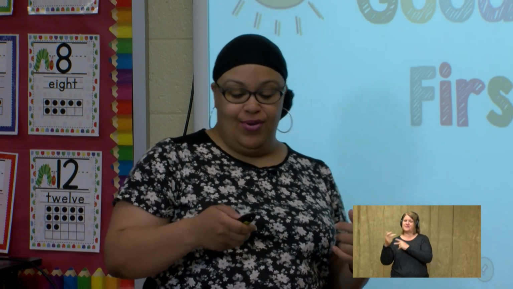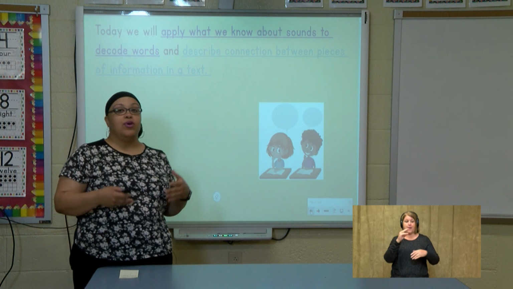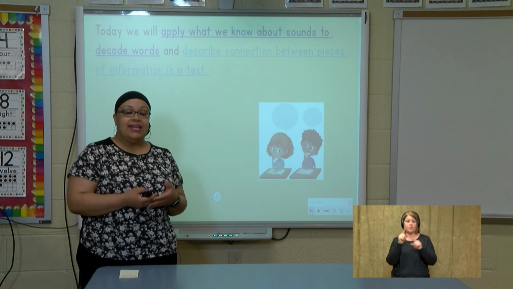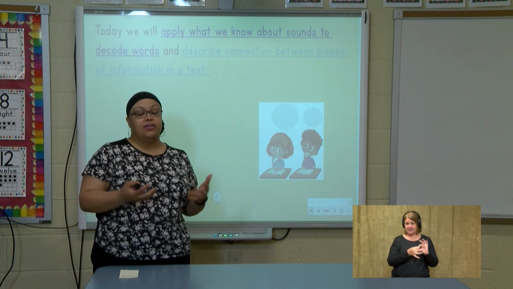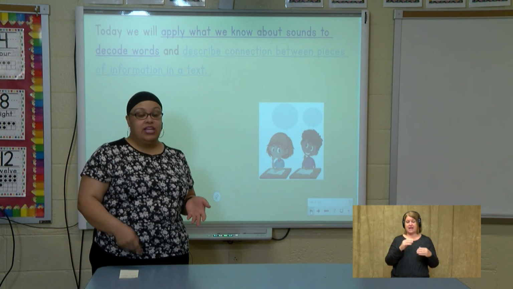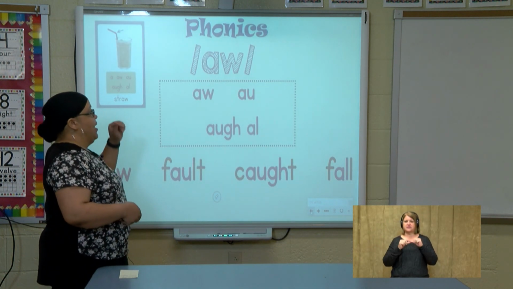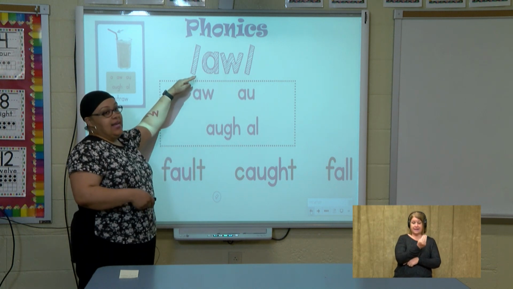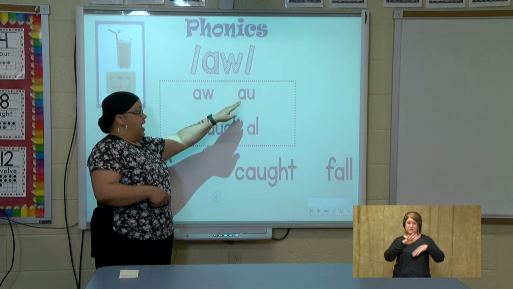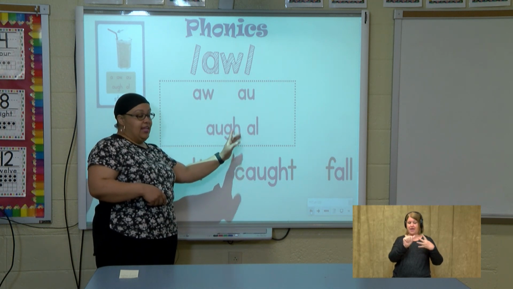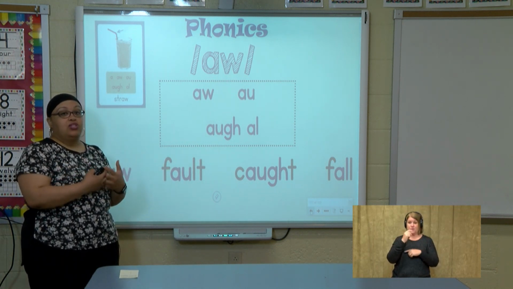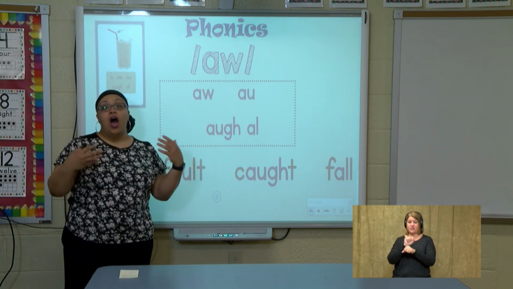All right, let's get started with our learning. On Monday, we started working with the ah sound, so we're going to finish up with ah. We're also going to continue to make connections with pieces of information by comparing and contrasting. So we're going to continue that today. On Monday, we learned the ah sound. We know that ah has 4 different spellings: A-W, A-U, A-U-G-H, and A-L. All of those letters, when I see them, work together to make one sound of ah.